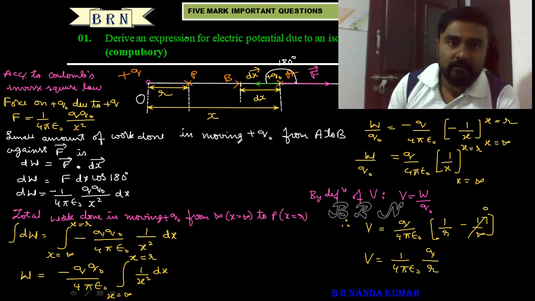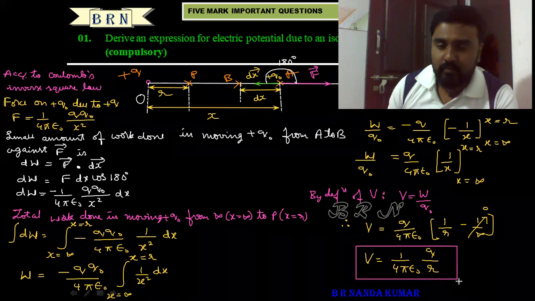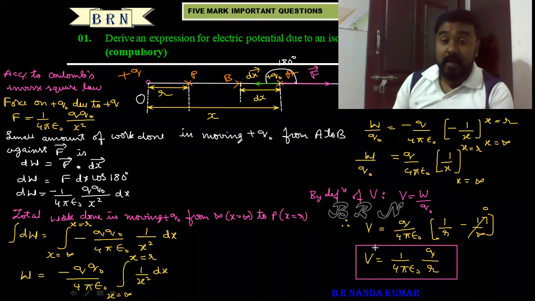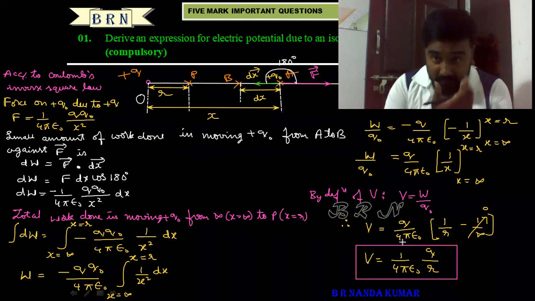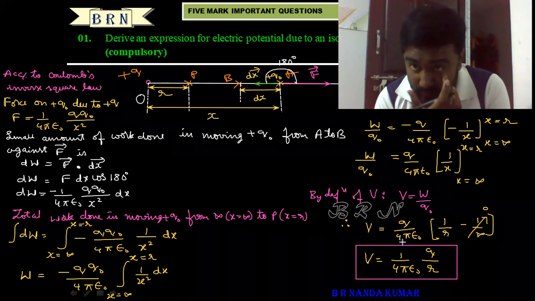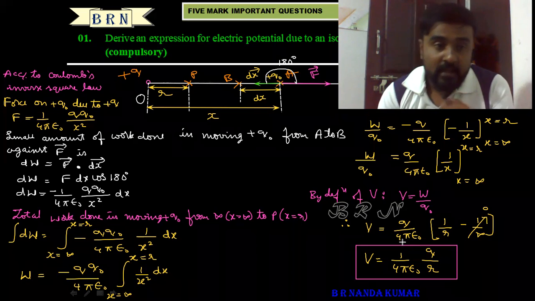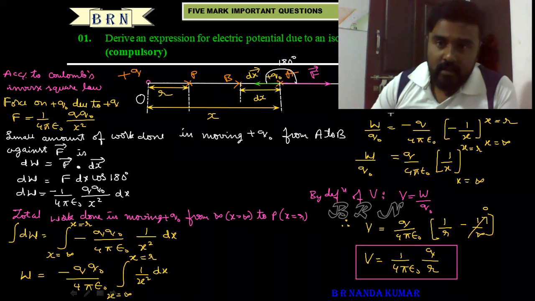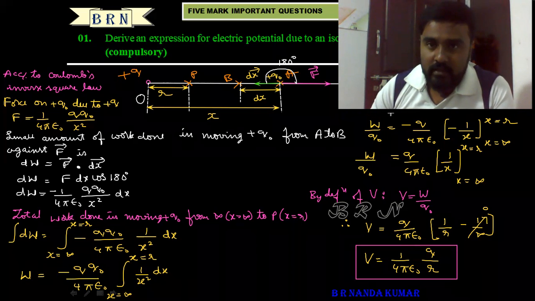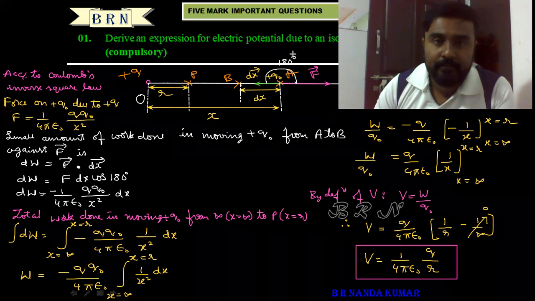So this is the expression for electric potential at a point due to an isolated positive point charge. And this is spherical in symmetry. Electric potential due to an isolated positive point charge is spherically symmetric. And this is very, very, very important, a repeated 5 mark derivation in this chapter.